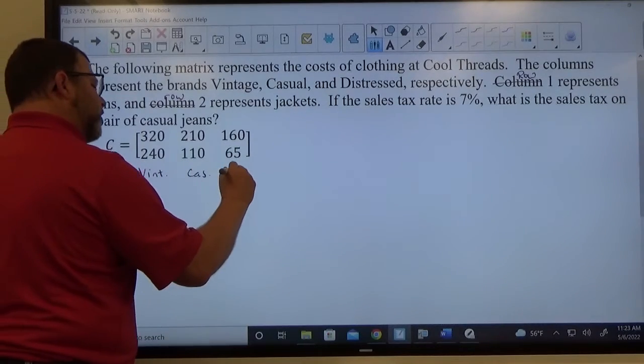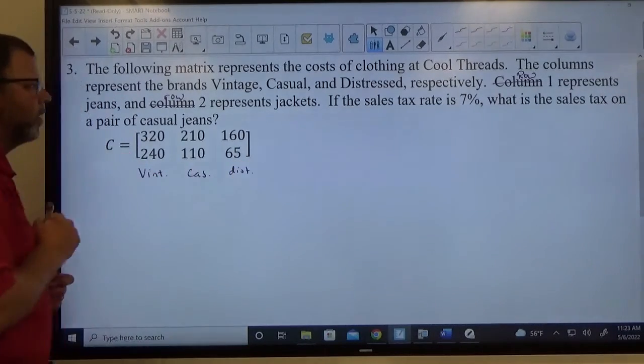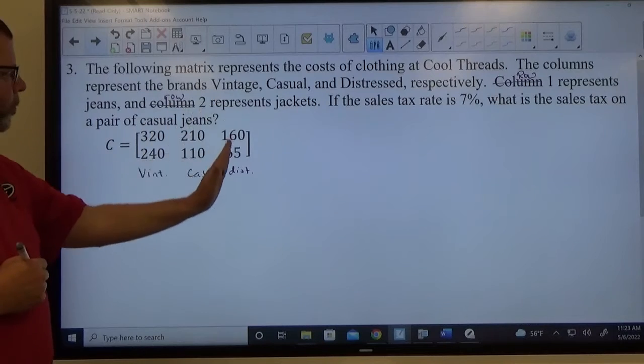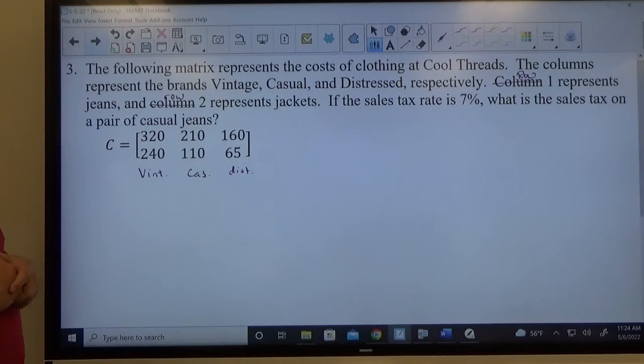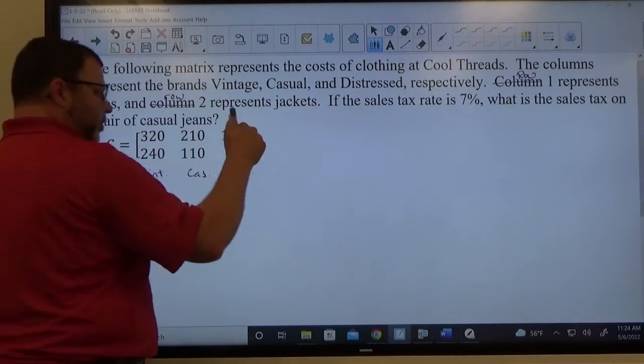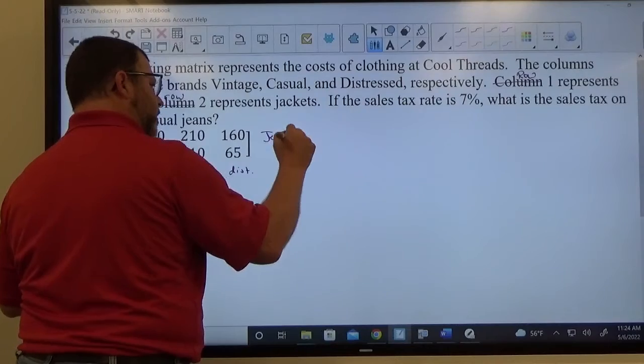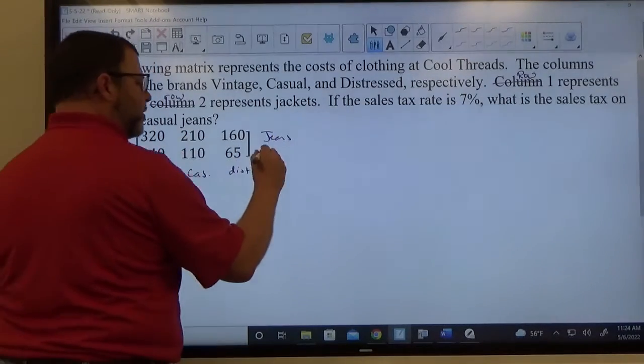Casual, and Distressed. So row 1, row 2, row 3 represent those types of things. And then row 1 represents jeans. So row 1 is this one. This is jeans. And row 2 represents jackets. This is jackets.